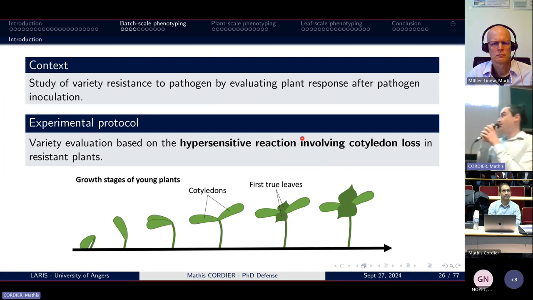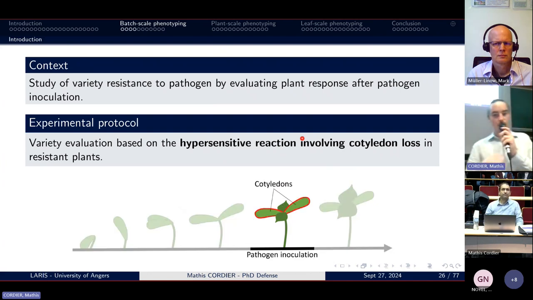So here we have the different growth stages of young plants. We have cotyledons, which are leaves coming from the seeds and fed by the seed. And we have then the appearance of the first true leaves, coming from the plant itself and fed by the plant itself. And here, in this experimental protocol, we have the inoculation of the cotyledons with the pathogen studied.